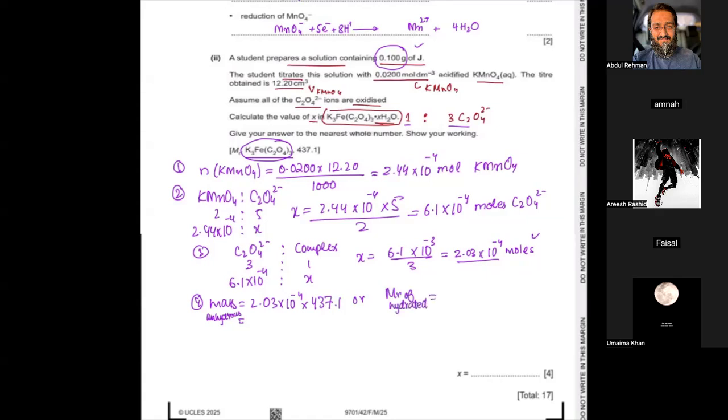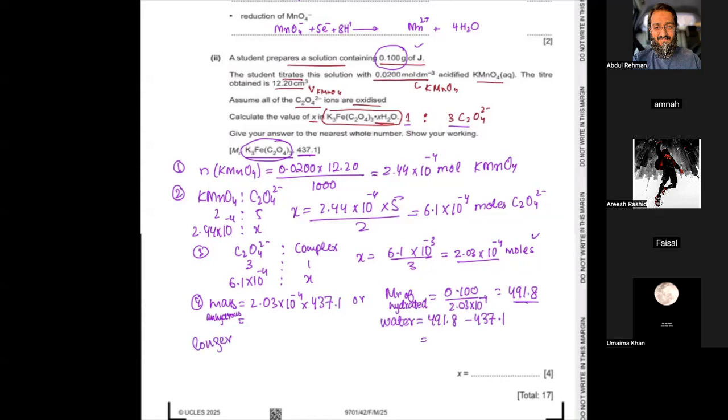So mole is equal to mass upon MR. So MR is equal to mass upon mole. So mass is 0.100 over 2.03 exponent minus 4. So MR of hydrated is 491.8. So this is the MR of anhydrous, this is the MR of hydrated, so we can calculate the mass of water. So the mass of water is going to be 491.8 minus 437.1. Can anyone tell me? This way you can do this, but it is a longer method. So better to go for the MR and then subtract it.